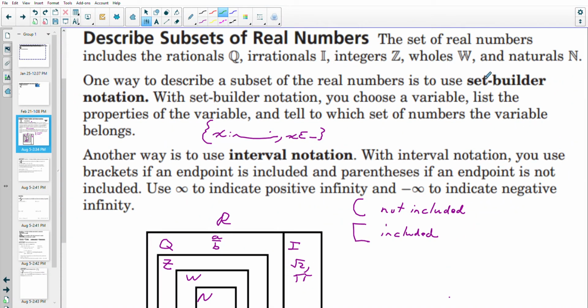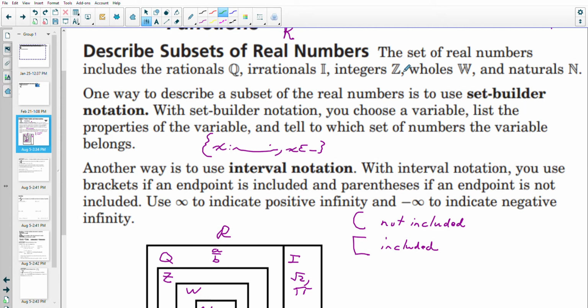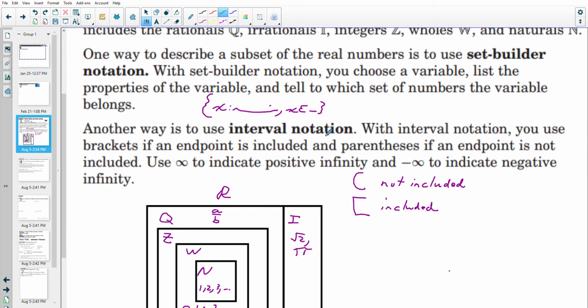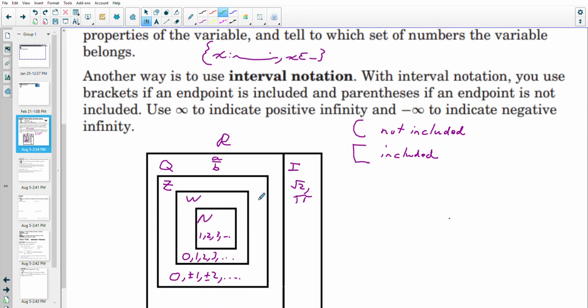Real numbers can be broken down into different subsets, and the subsets would be rationals, irrationals, integers, wholes, and natural numbers. Now, each of these subsets can be represented by a letter. For example, real numbers is a cursive R, and the others are listed below. If you look at these in the Venn diagram, you can see that real numbers contain all of the numbers here.